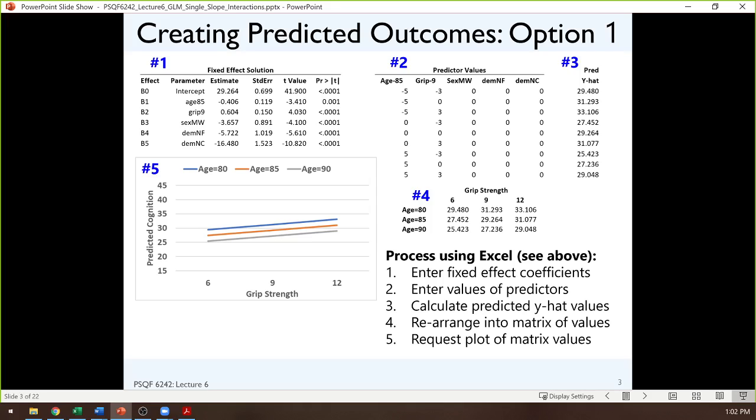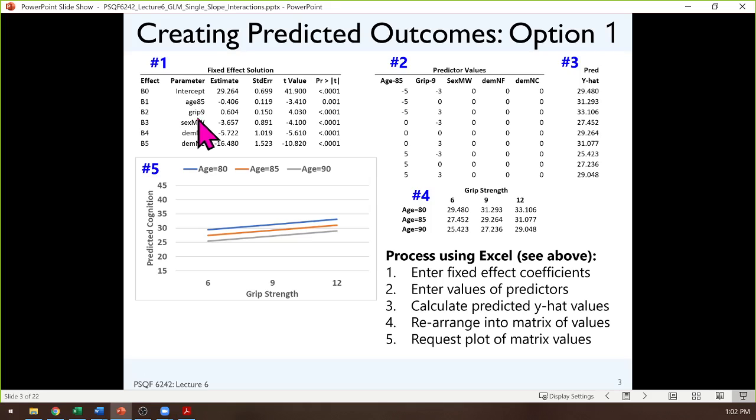So here's the most painful, the process in Excel, for instance. This is the solution from the model that I just showed you at the end of example 5b, where we have age as a predictor. So the outcome here is cognition. It's a measure of crystallized intelligence. Fake data, of course, but based on real data. We have age, which is centered at 85. Grip strength is a predictor, which is a measure of physical functioning.